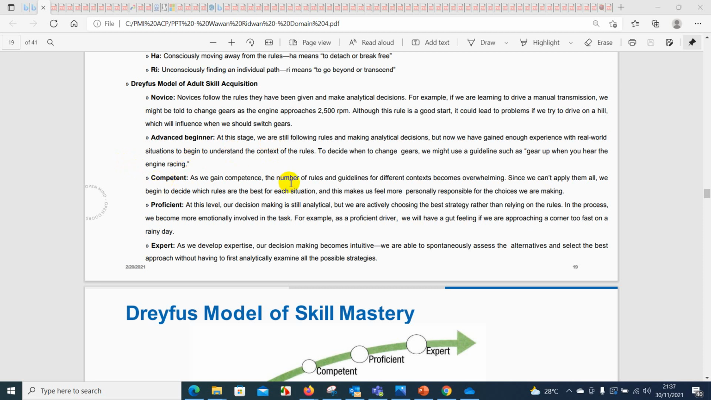As we gain competence, the number of rules and guidelines for different contexts becomes overwhelming. Since we can't apply them all, we begin to decide which rules are the best for each situation. This makes us feel more personally responsible for the choice we are making.